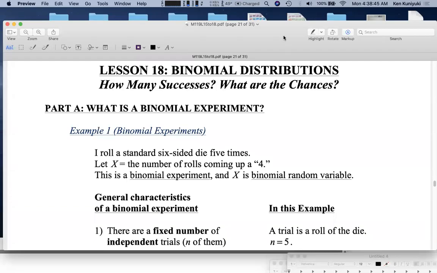Hi everyone, we're continuing with Lesson 18 on binomial distributions. So far, we've talked about three binomial experiments that give rise to three different binomial distributions. These are distributions for X, a binomial random variable, which counts successes.